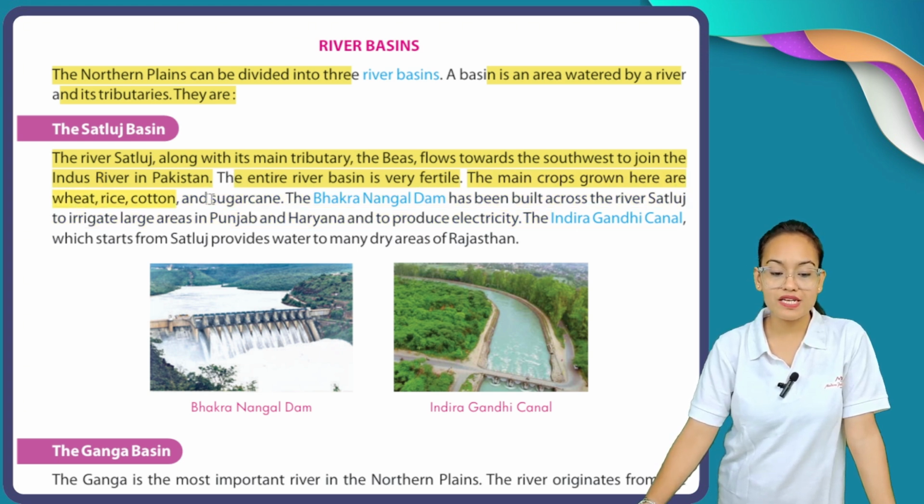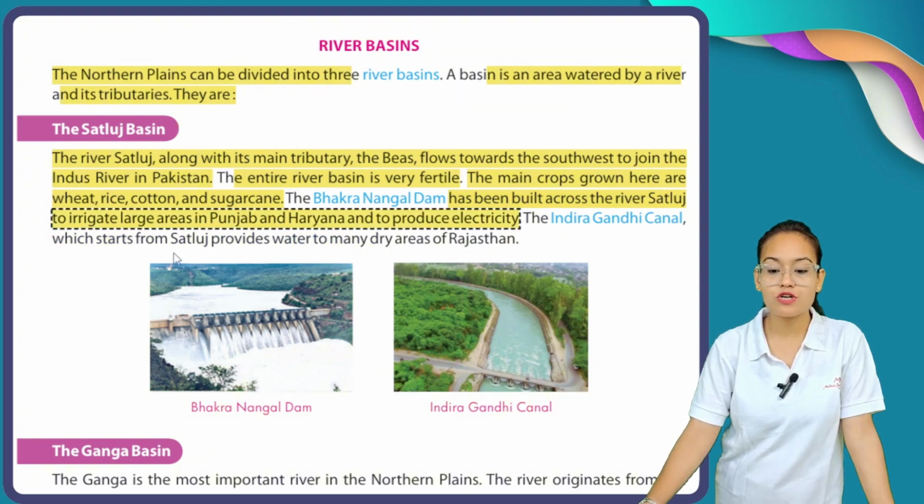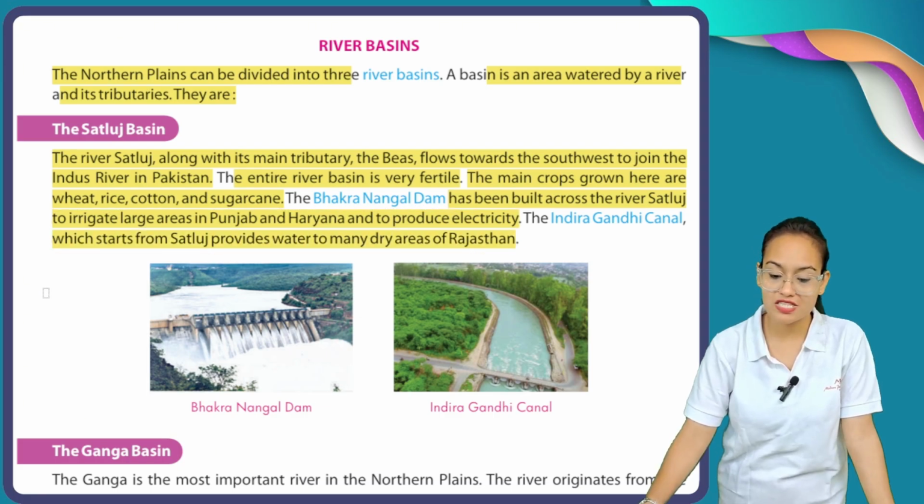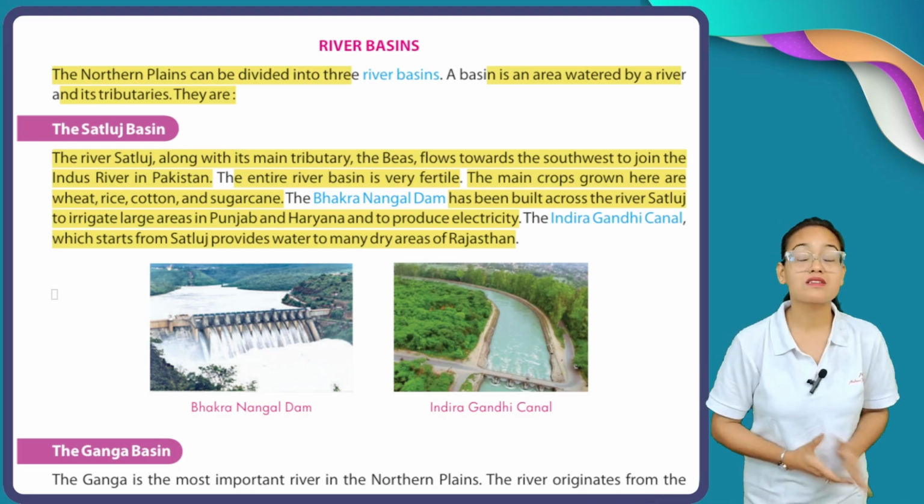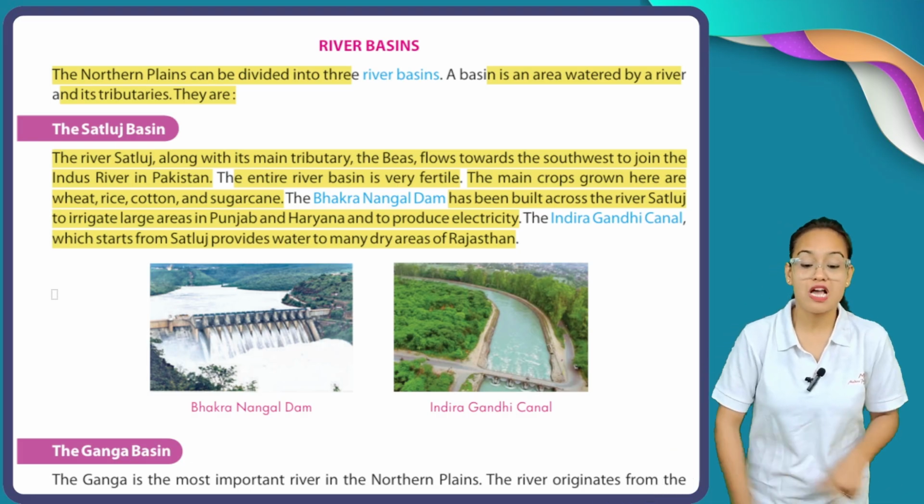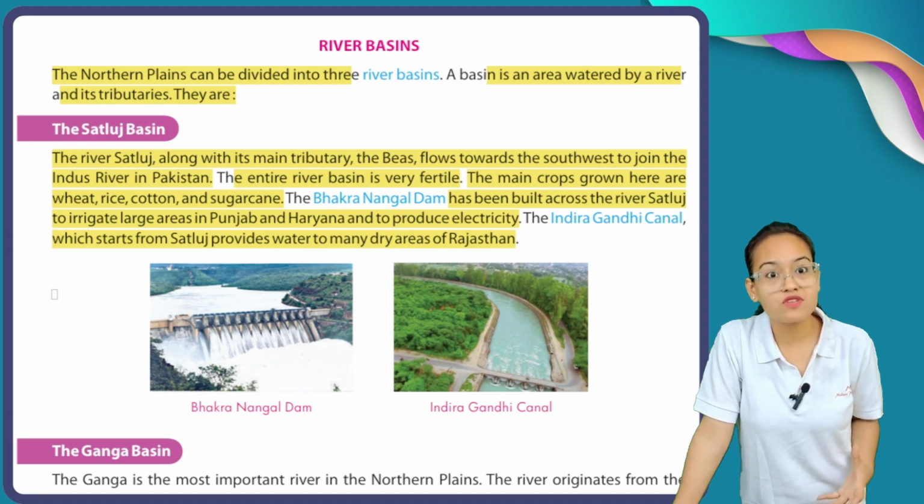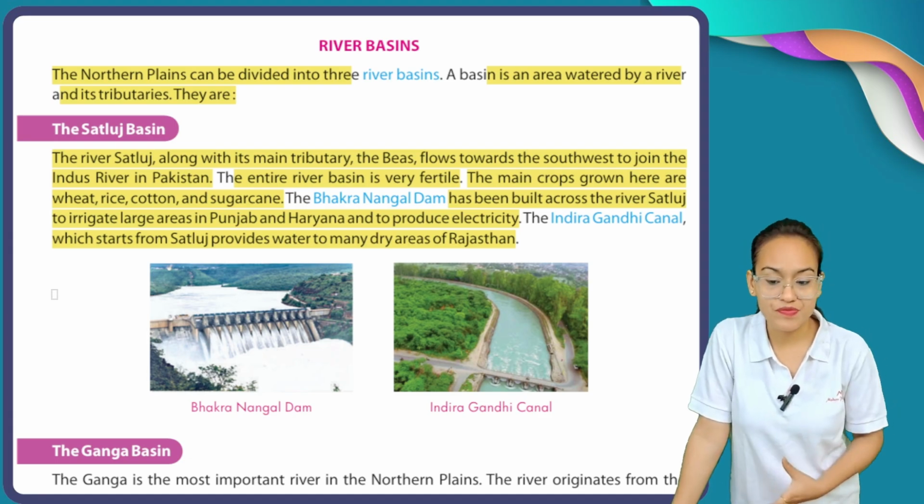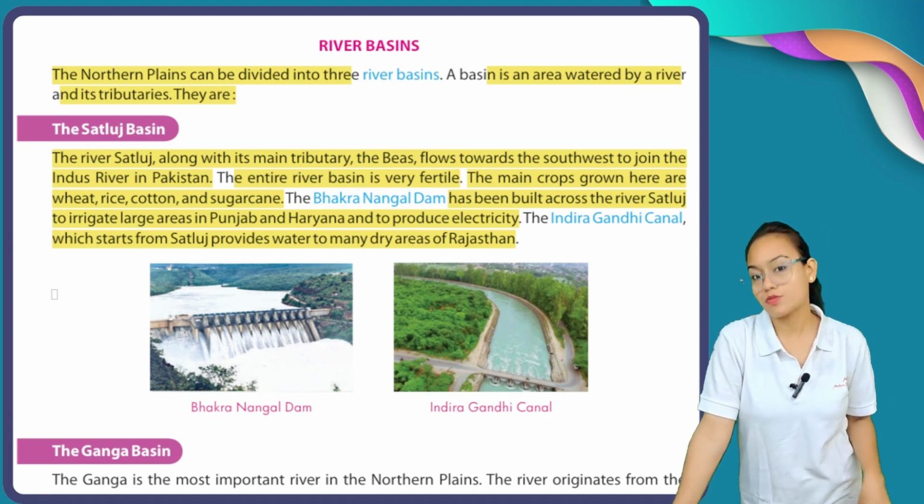The Bhakra Nangal Dam has been built across the river Satluj to irrigate large areas in Punjab and Haryana and to produce electricity. The Indira Gandhi Canal, which starts from Satluj, provides water to many dry regions of Rajasthan. Now, my dear student, the Satluj River Basin is very important. Why? Because it is very fertile, and the main crops grown here are wheat, rice, cotton, and sugarcane.